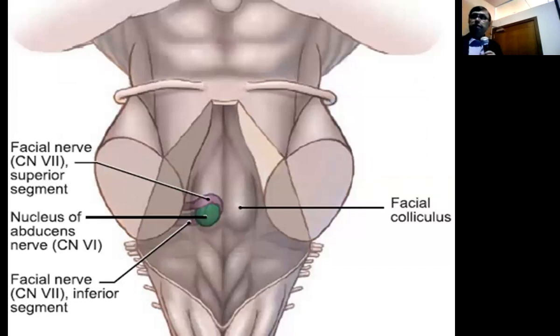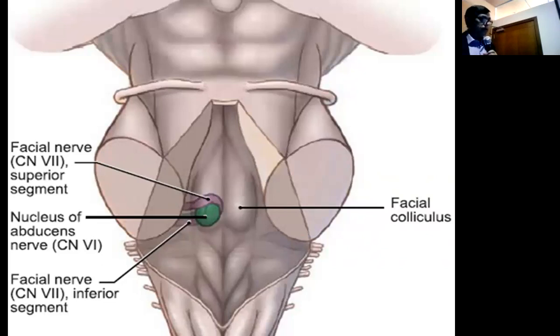This is the cut section of the floor of the fourth ventricle. And this is the median sulcus. This is the stria medullaris. This is pons. This is medulla. This is the open part of the medulla, the closed part of the medulla.